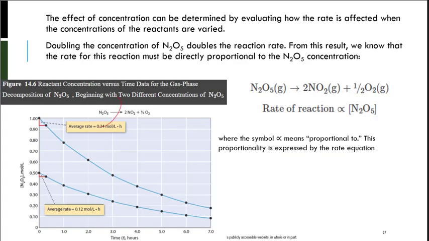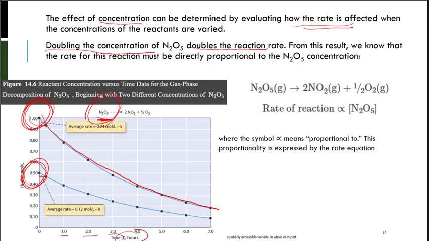Let's look at that dinitrogen pentoxide reaction here. The effect of concentration can be determined by evaluating how the rate is affected when the concentrations of the reactants are varied. Here I have 1 molar concentration and 0.5 molar concentration. So we doubled the concentration from 0.5 to 1, and it doubled the reaction rate. We went through and experimentally measured after 1 hour, 2 hours, 3 hours, 4 hours, the concentration of N2O5 when it was a 1 molar solution and when it was a 0.5 molar solution.